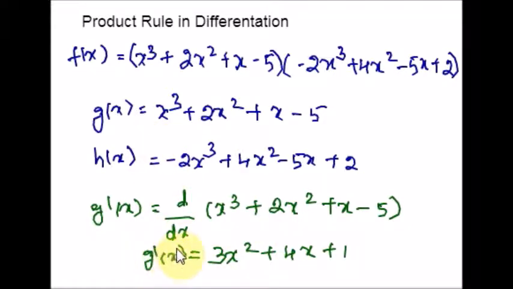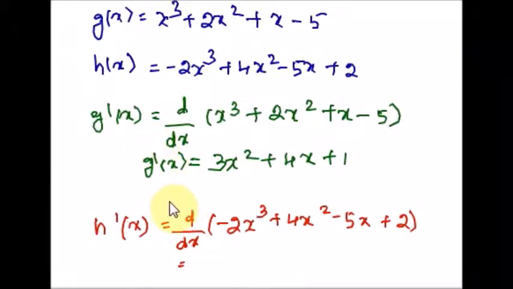In the same way, let us also find the derivative of h of x. h dash of x is what we are going to find now. Same as the previous step, we are going to find the derivative of each and every term. Here we have some negative signs, so please be careful with them. You should not ignore that. You should include that too in your next step. So the derivative of negative 2x cube is going to be negative 6x square, and this is going to be 8x minus 5, and this is going to be 0, because the derivative of any constant is just 0.